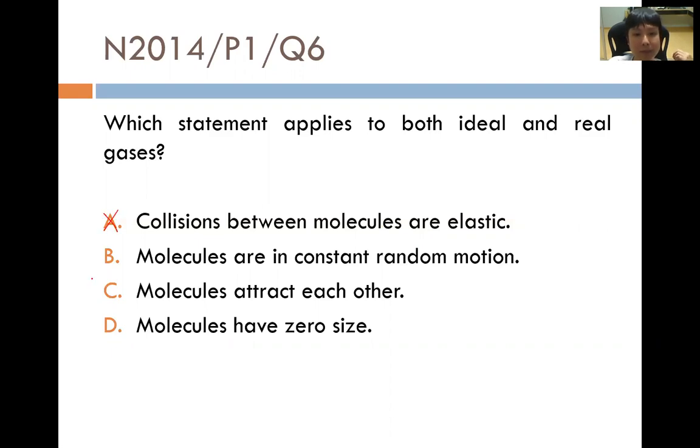So this is wrong. Molecules are in constant random motion. This is actually true. This is one of the assumptions for an ideal gas law, and it's also true for real particles, as it can be shown using quantum mechanics. Molecules attract each other. This is only true for a real gas. For real gas, intermolecular forces of attraction operate between the gas particles. But for ideal gas, the particles have negligible or zero intermolecular forces of attraction between them. So this attraction only applies to real gases, but not ideal gases.